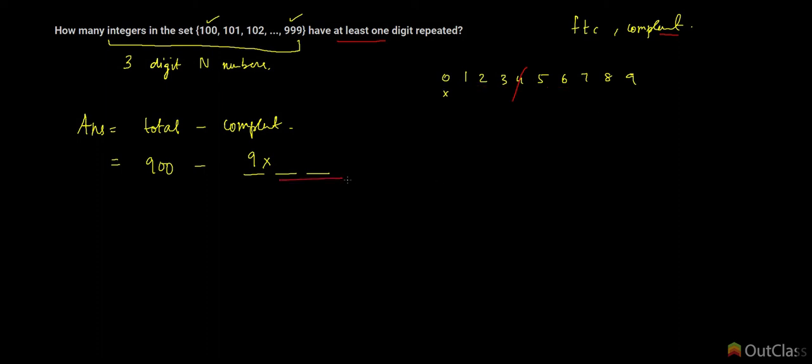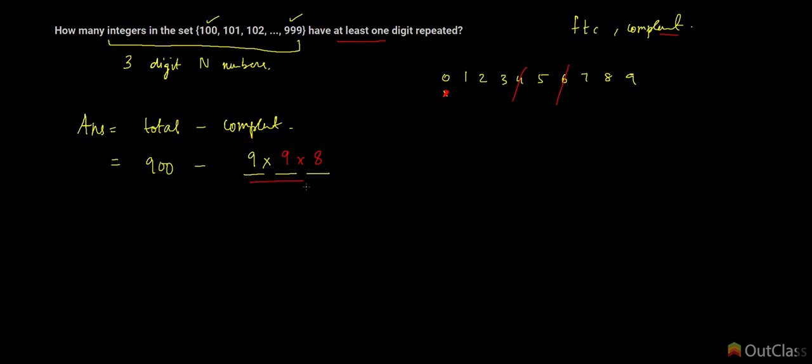And any dash after the first dash can contain the 0. So now 0 is not rejected anymore. You have 9 choices. So the second dash can be filled in 9 ways, and then some other digit is gone. Now there are 8 digits left, and any of the 8 could be used. So the number of ways of creating a 3 digit number with 3 distinct digits would be 9 × 9 × 8.